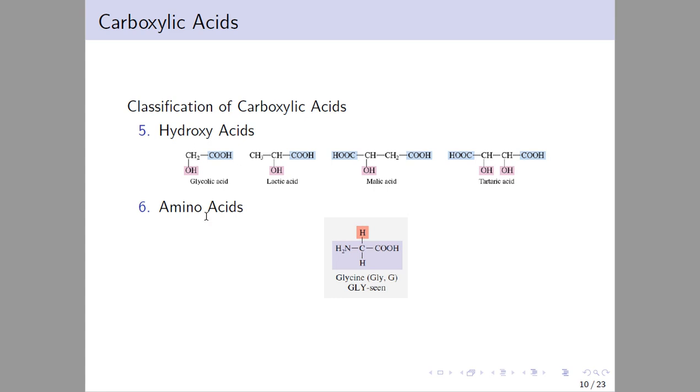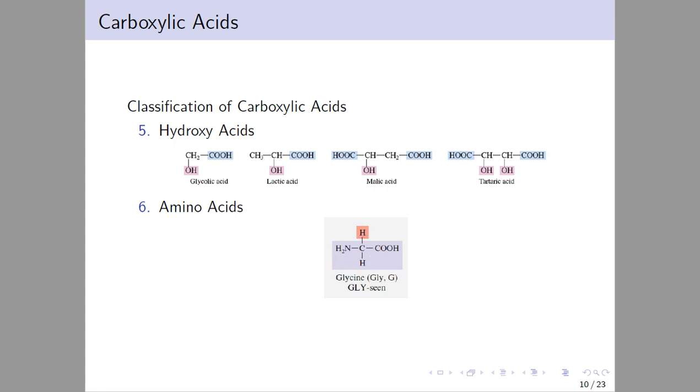And the last one is the amino acid. Okay, so the amino acid. So we can see that we have the nitrogen here. Okay, and we have this COOH. Okay, so these are one functional group, and this also one functional group. Okay, so these are the amino acid, one of the amino acid.